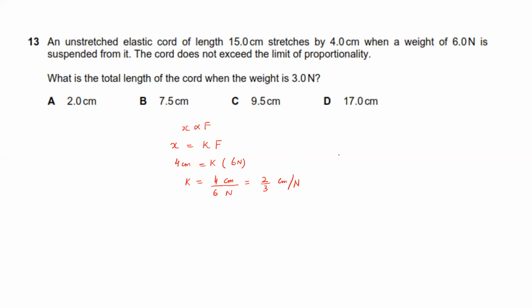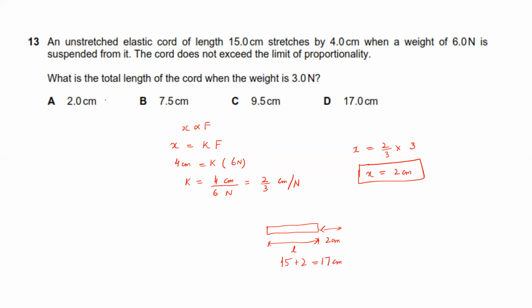So now we have the value of K. Now what will be the extension if our weight is 3 newtons? So the extension will be 2 centimeters. So what is the total length of cord? Extension will be 2 centimeter. Total length of cord is the actual length L plus extension, so 15 plus 2, 17 centimeters. So do not make this mistake by checking the answer A. Okay. Answer D is the right choice we have.